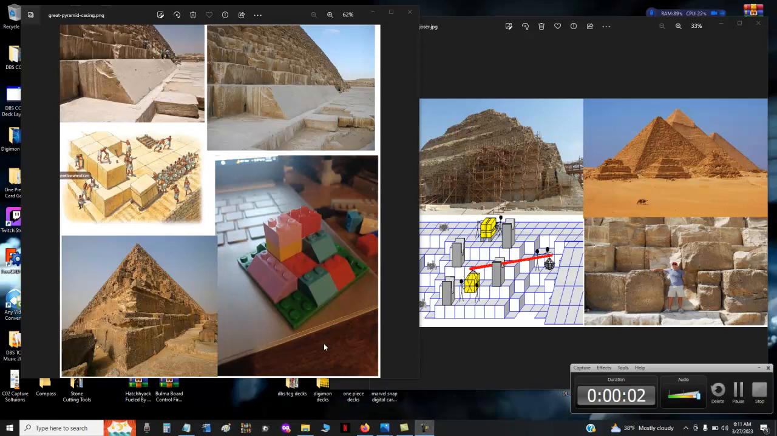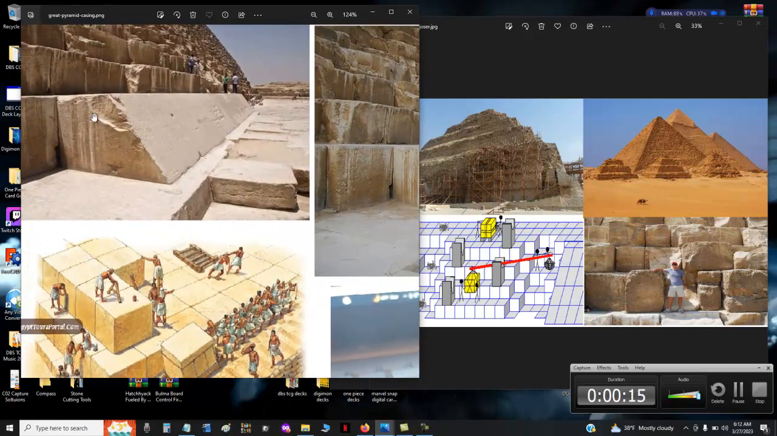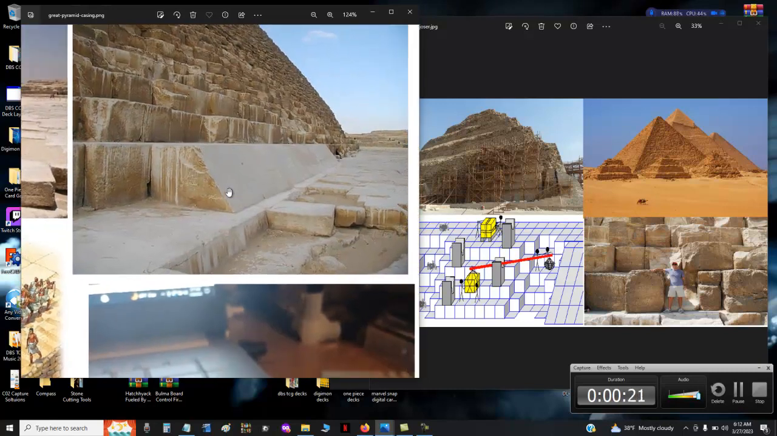Ancient technologies. Ramp blocks. Essentially blocks that are used for ramps. That's the theory for me. These specific ones right here. Let's see them over here at a different angle.